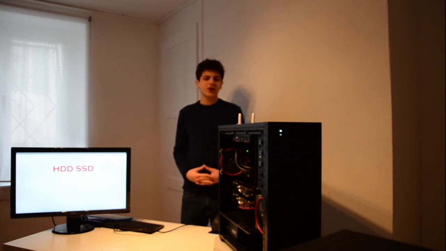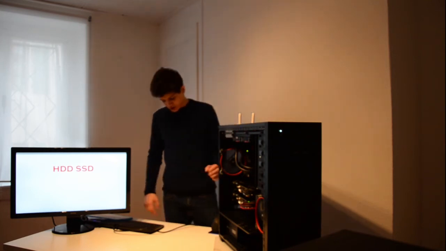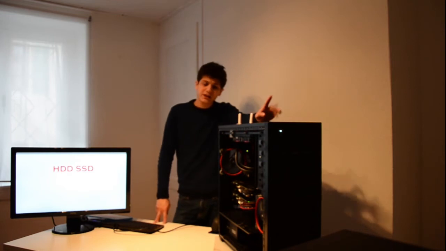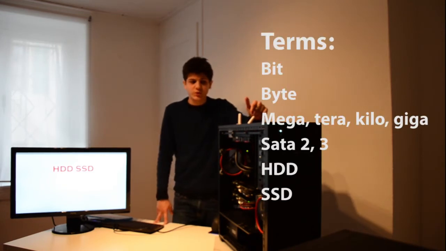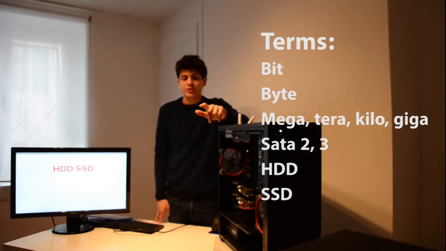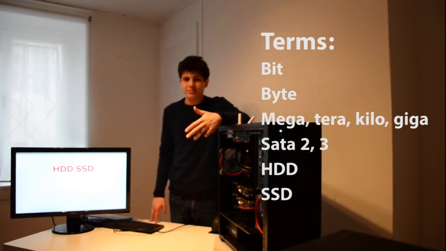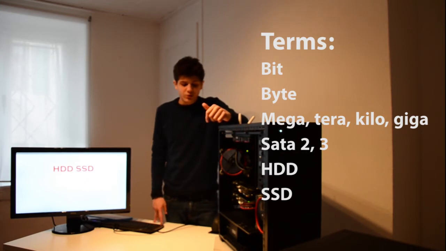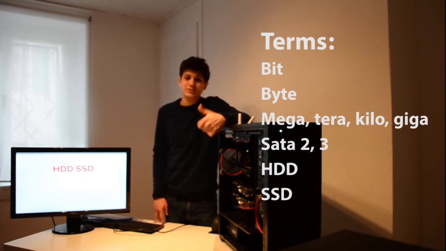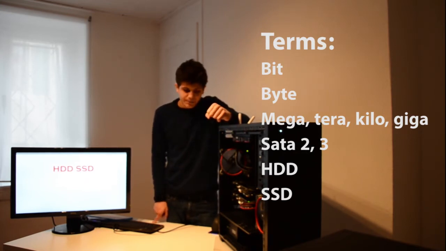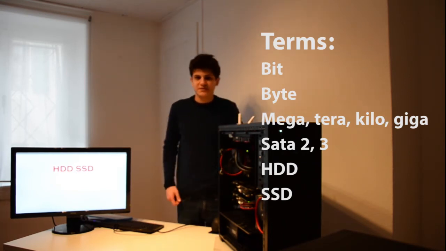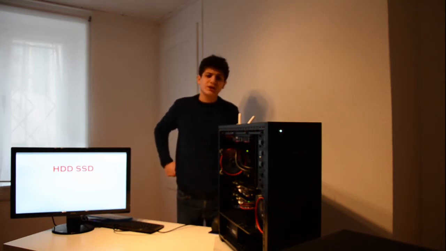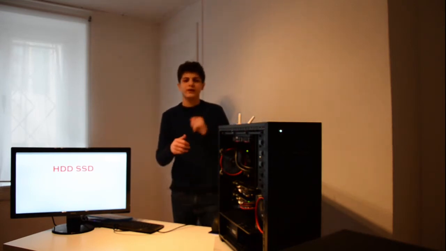So right now we're going to be talking about permanent storage. Before we dive in head first into that, I'll go over some of the terms we're going to use. We're going to talk about bytes and bits, terabyte, gigabyte, megabyte. Then we're also going to talk about SATA, SATA 2, SATA 3. We're going to talk about SSDs and HDDs. Now, this sounds like a lot, and it is, but don't worry, we'll get through it really fast.